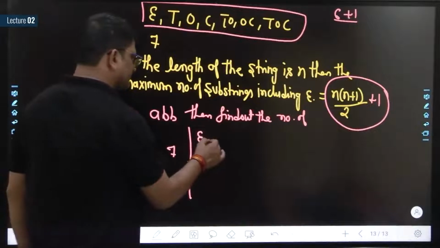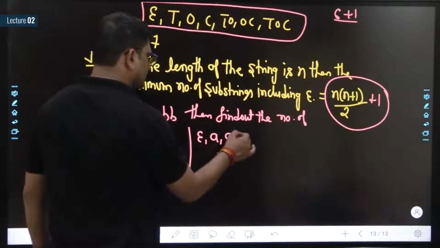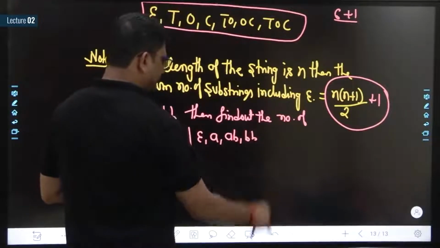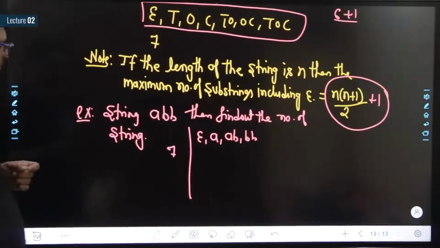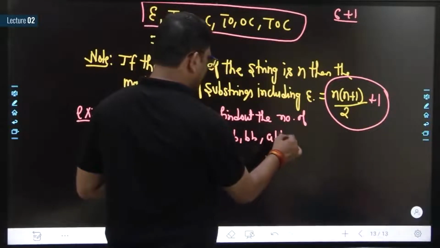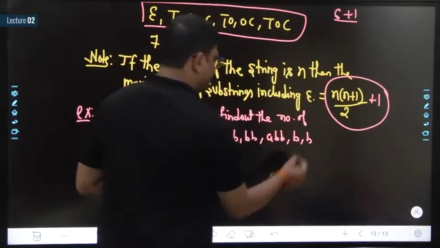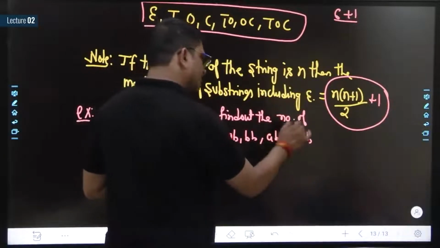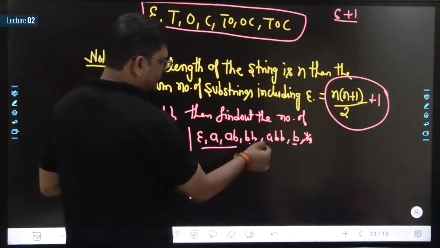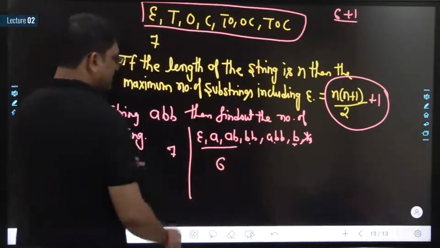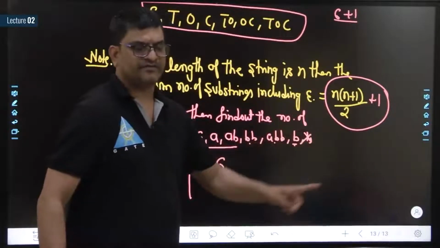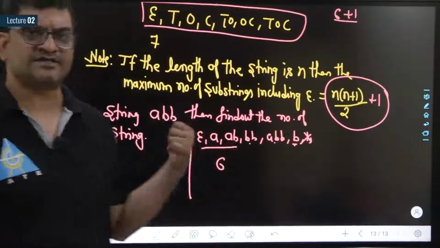For example, epsilon, A, AB, B, ABB, B and B. B is repeated 2 times, so we consider only one B. Then the number of substrings is 6, not 7. The maximum number is 7, but this is repeated 2 times and we consider only one. Is it clear?